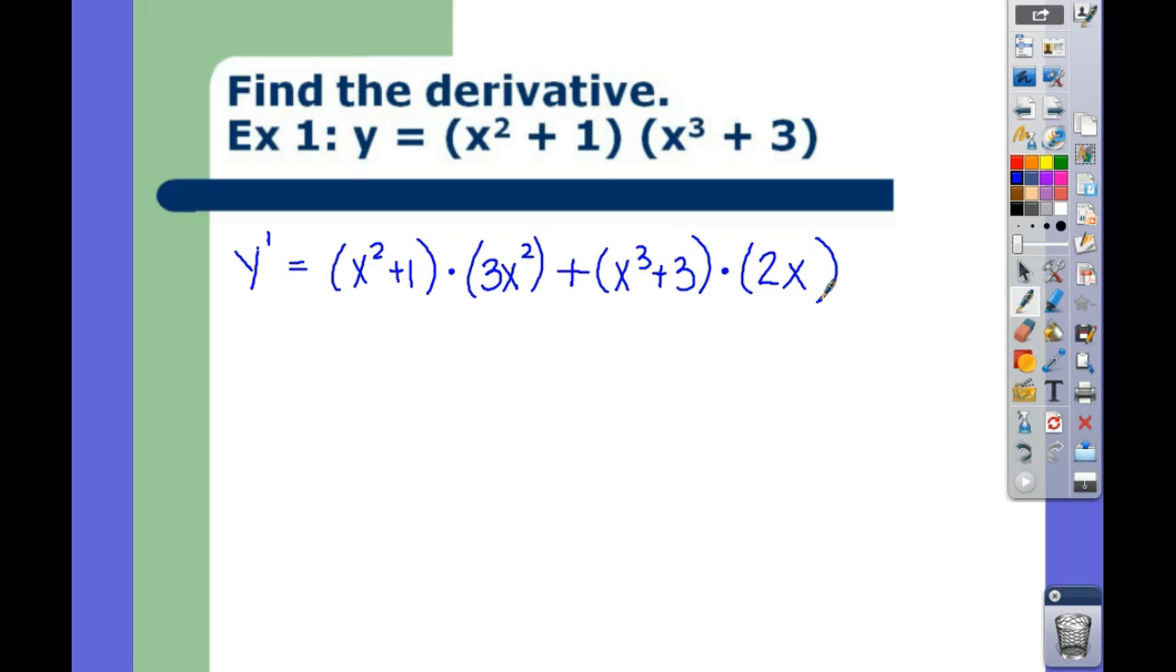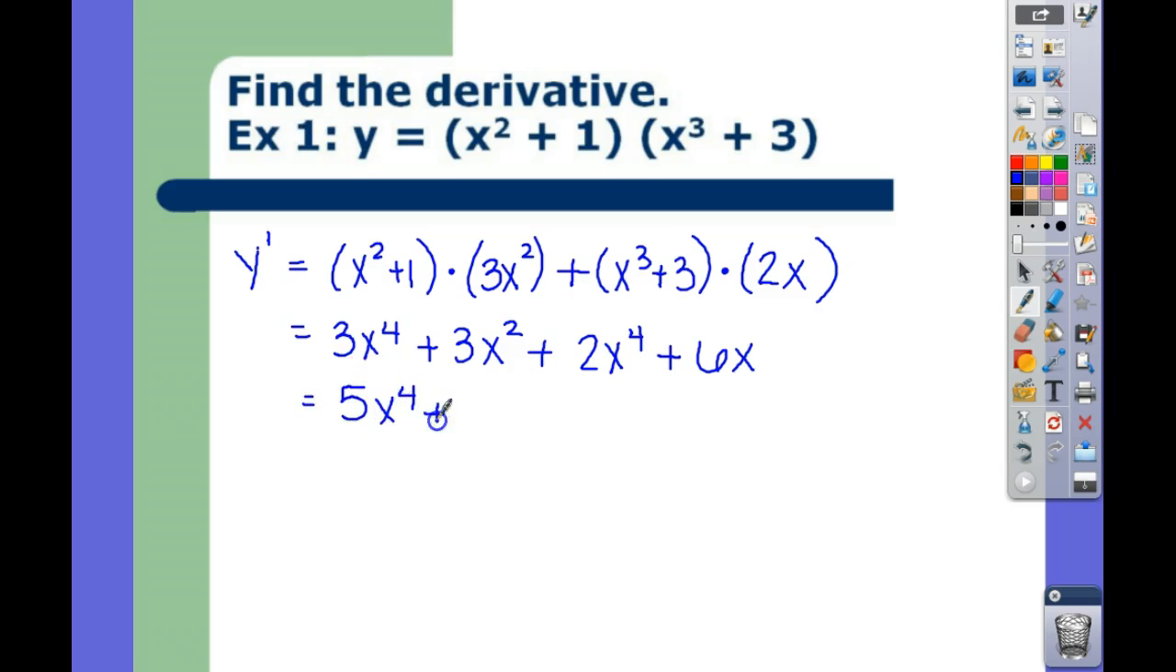Now, you'll distribute and combine like terms. 3x squared times x squared is 3x to the 4th. 3x squared times 1 is 3x squared. 2x times x cubed is 2x to the 4th. 2 times 3 is 6x. So we get 5x to the 4th plus 3x squared plus 6x. Okay?